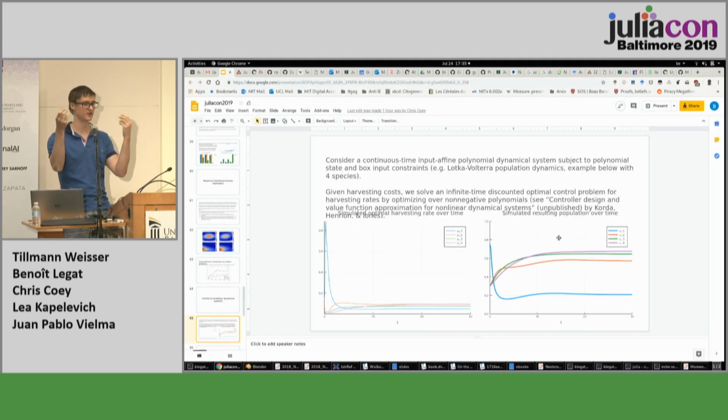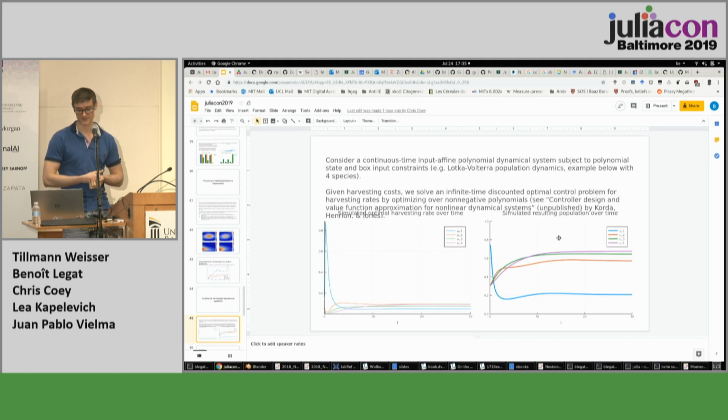So here we have this Lotka-Volterra system, which is a predator-prey model. And we want to solve this infinite time discounted optimal control problem for harvesting rates, given some costs and whatnot. So do we cull the rabbits? We have some objective of how many wolves we want. Or if we're fishing, we want to keep the fish population stable, and we get some profit from certain fishes. And this is from a particular paper by Korda, Henrion, and Jones.